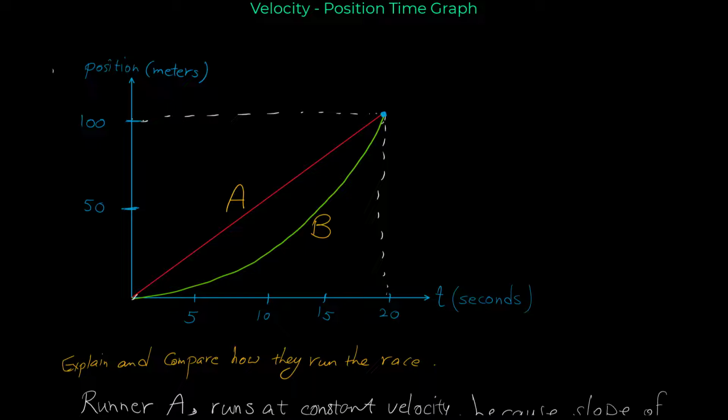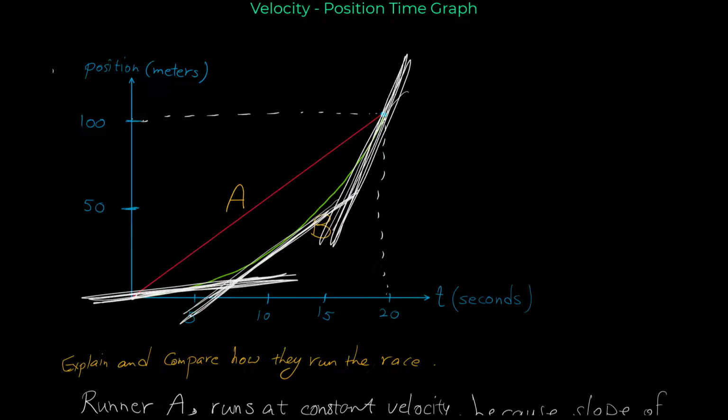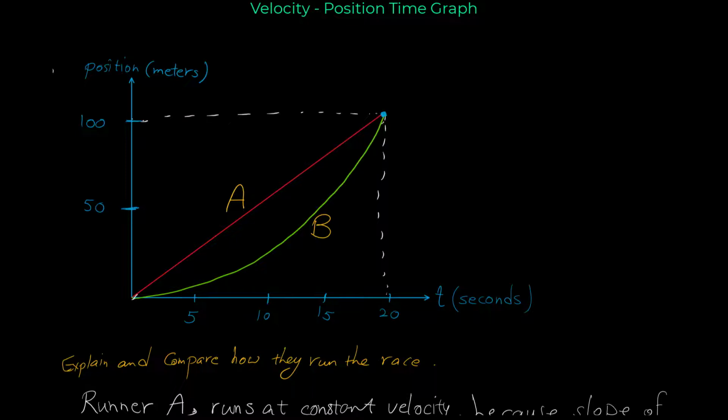But for runner B, as you can see, the slope changes. At the beginning, the slope is very small. Gradually the slope increases. Especially at the end, the slope of the position function for runner B is greater than the slope of the position function for runner A. So basically, at the beginning, the velocity of runner B is smaller than runner A. Gradually he increases his velocity, and at the end his velocity is even bigger than runner A. That's the reason they finish in a tie.